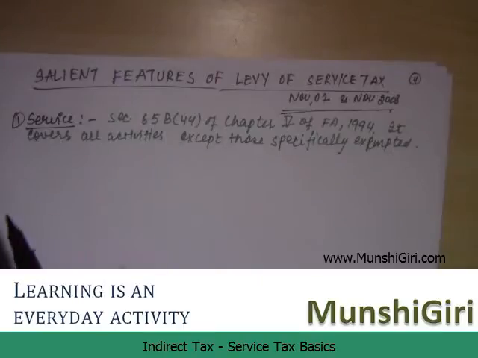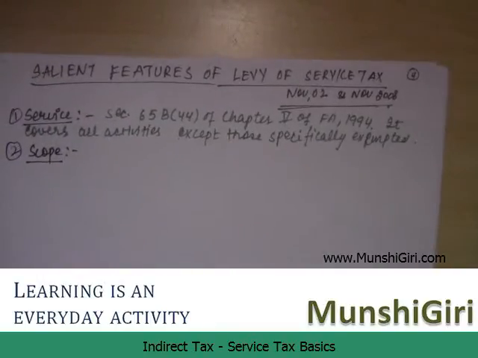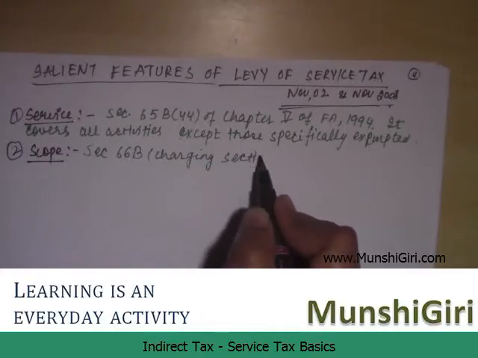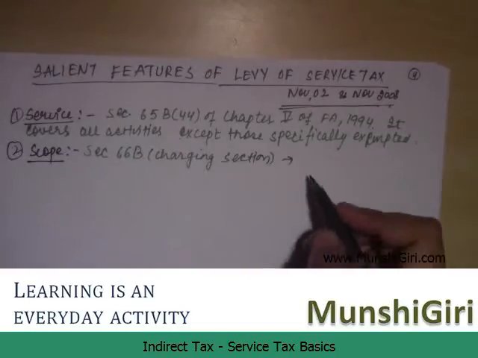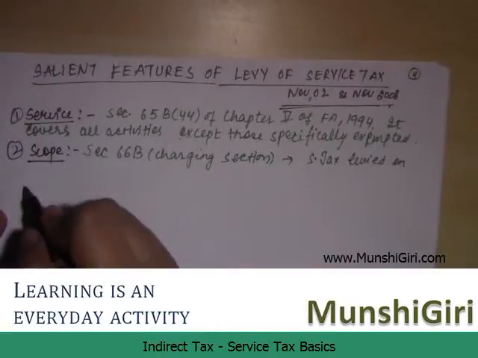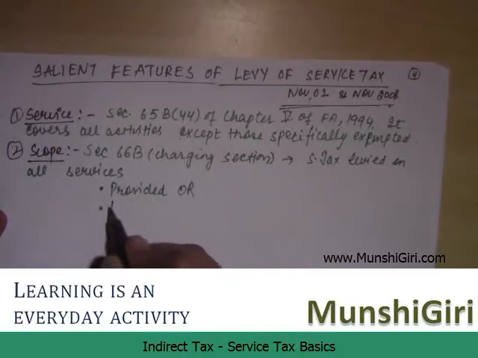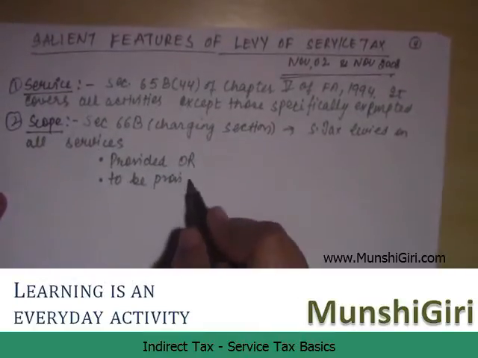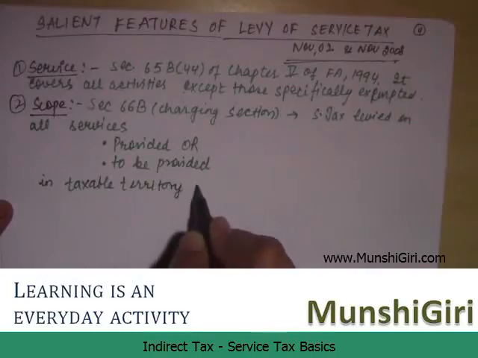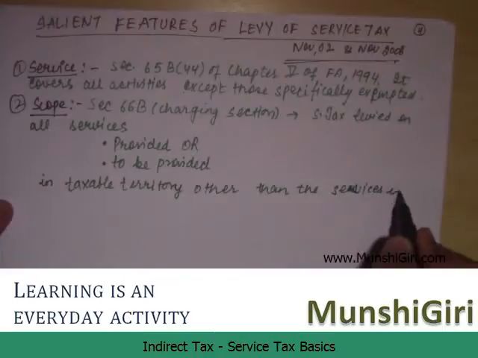Next is the scope of service tax. Section 66B is the charging section. This section provides that service tax is levied on all services provided or to be provided, which means agreed to be provided, in the taxable territory, other than the services in the negative list.